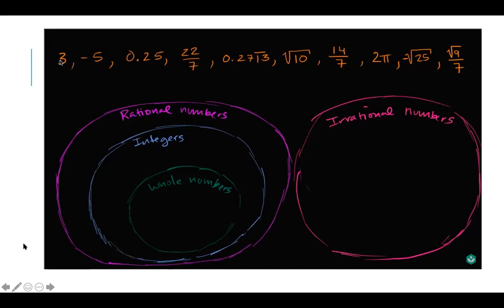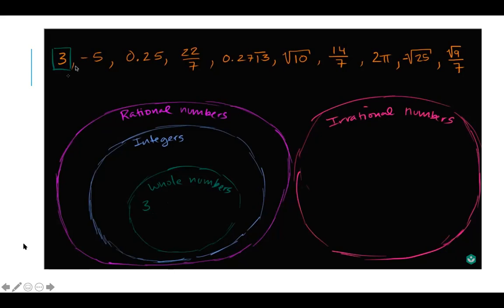So let's start off with 3. This is positive 3. It can definitely be represented as a fraction. You could represent it as 3 over 1. But it doesn't have to be represented as a fraction. It literally could be just a 3 right over there. But it's also non-negative. So 3 is a whole number, so it's a member of that set. But if you're a whole number, you're also an integer, and you're also a rational number. So 3 is a whole number, it's an integer, and it's a rational number.